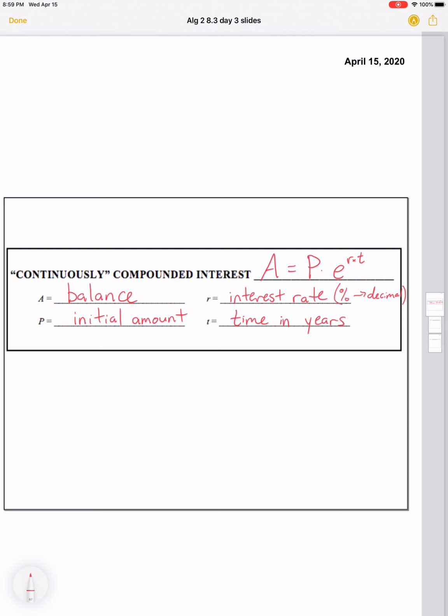Okay, one thing I want you to know is that this equation is different from other ones. Our other compound interest equation was when it was compounded monthly or quarterly or semi-annually. E is used when it's compounded continuously. Continuously is when we use e.